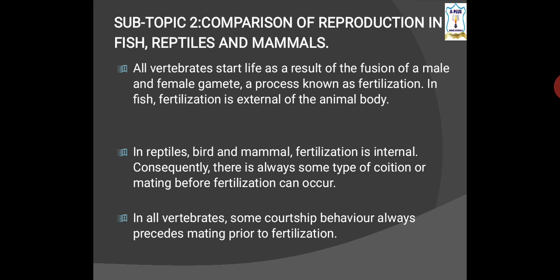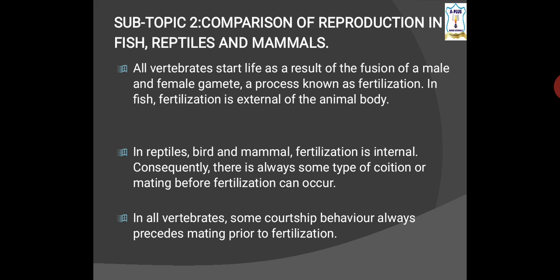Before any vertebrate can be produced, there must be a what? Fusion of a male and female gamete, which is also known as fertilization. Fertilization must occur. The male and female gametes must come together, either by copulation, by artificial insemination, or any means. There must be fertilization before any vertebrate can start life.